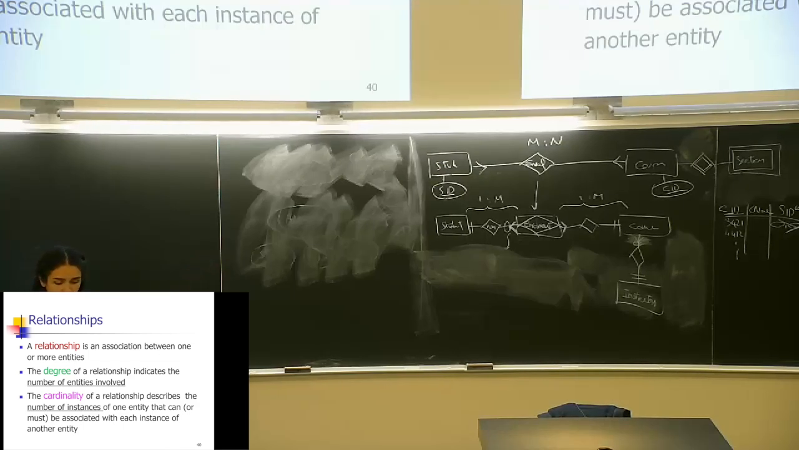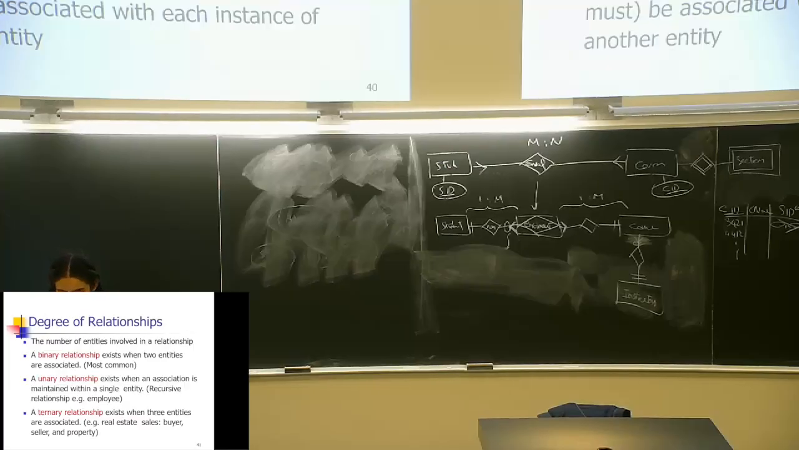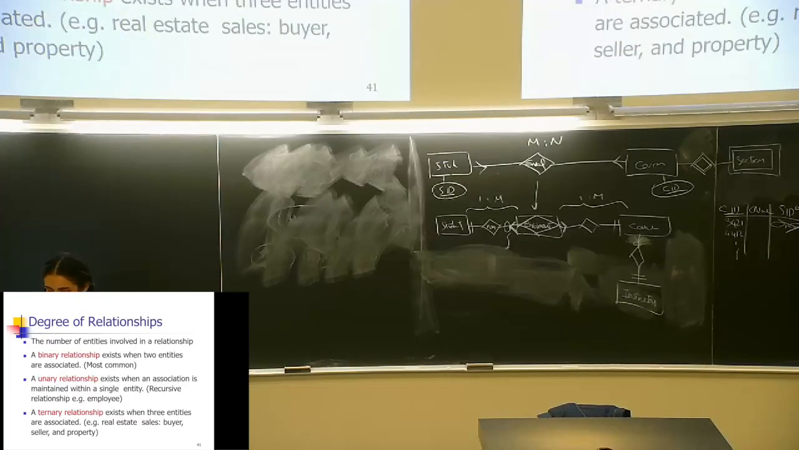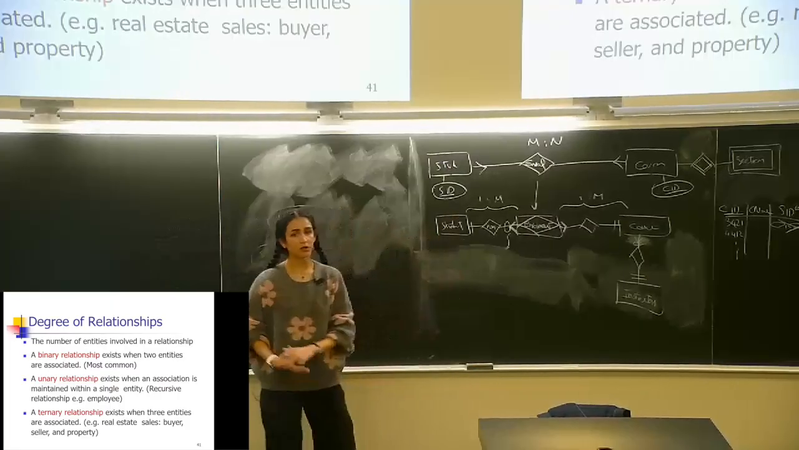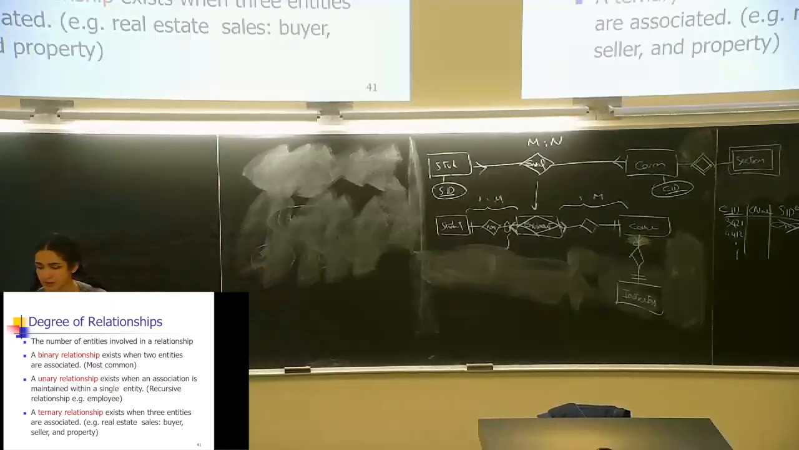The degree of a relationship indicates the number of entities involved. The cardinality describes the number of instances of one entity that can be associated with each instance of another entity, and we also explained that. So these are degrees of relationships, that is the number of entities involved in each relationship. Binary is the most common. All the examples that we covered so far are binary relationships.